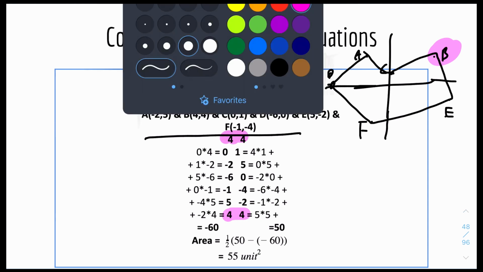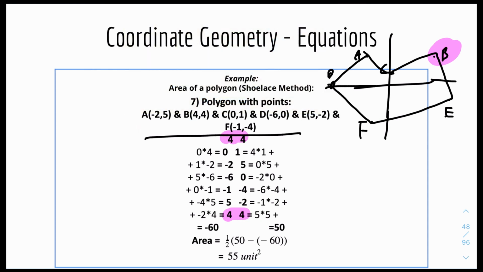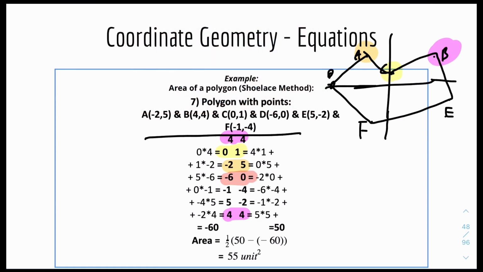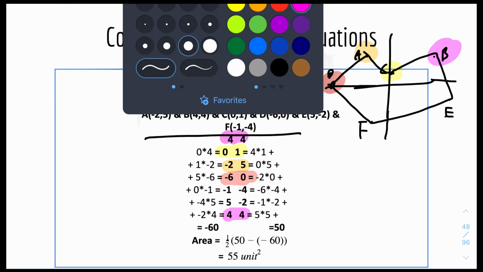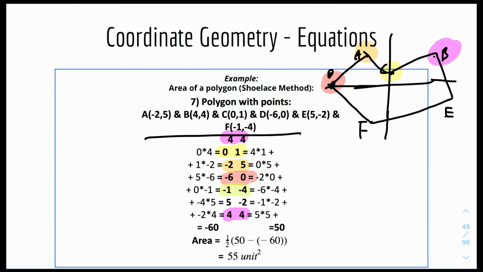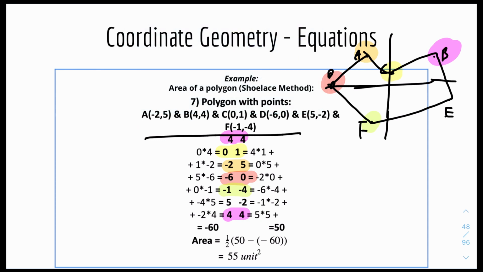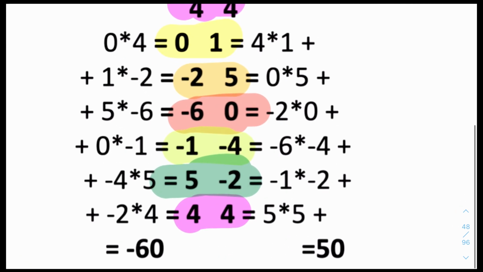And what I did was that I went anti-clockwise, as I said just now. So I go with 0, 1 right here. And then I went minus 2, 5, which is A. Then I went minus 6, 0, which is D. Then I went minus 1, minus 4, which is F. And I went 5, minus 2, which is E. And I have to end with the same point of 4, 4. And after you've written all of those points, you zoom in.